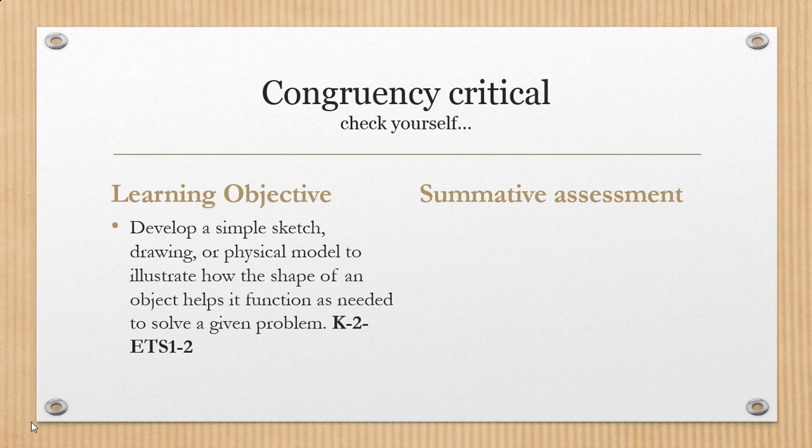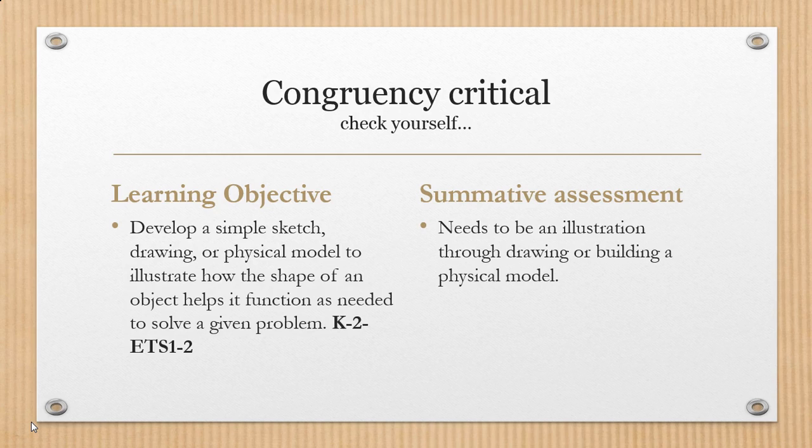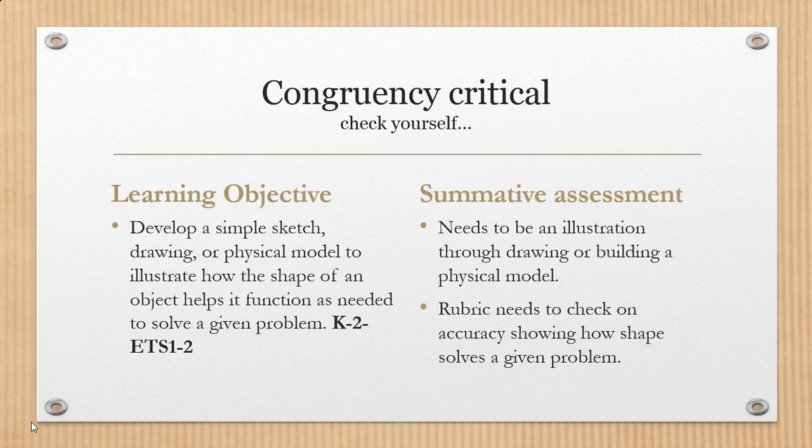This is taken from the K2 Engineering NGSS standards. Develop a simple sketch, drawing, or physical model to illustrate how the shape of an object helps it function as needed to solve a given problem. So what would be a summative assessment? Well, it would have to be an illustration through drawing or building a physical model, because that is what it's saying. Develop a sketch or a physical model. So that's what you have to do. A rubric then needs to check on the accuracy of the sketch or the physical model that is showing how shape solves a given problem.